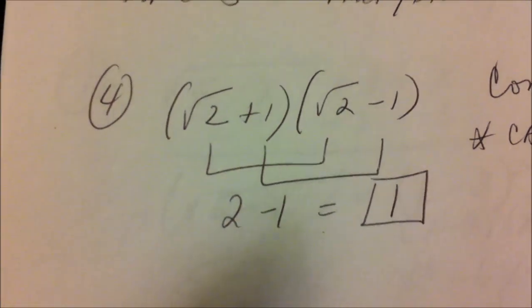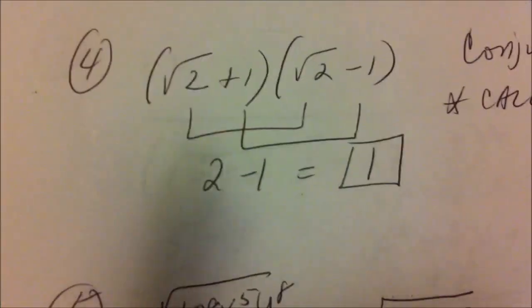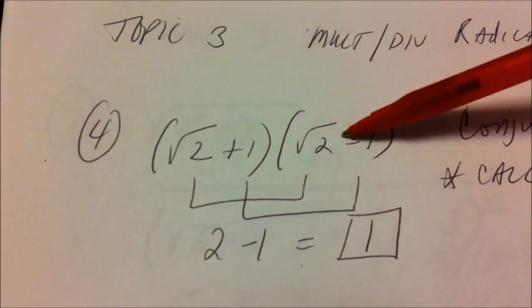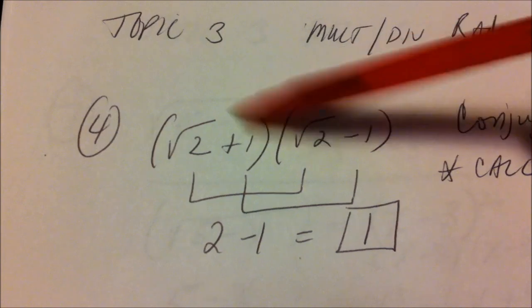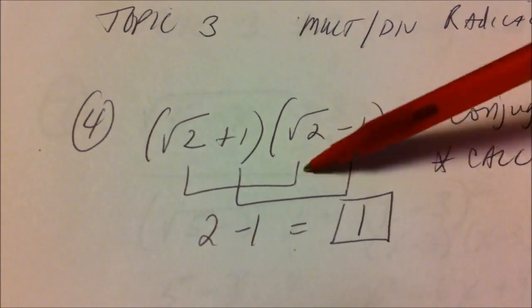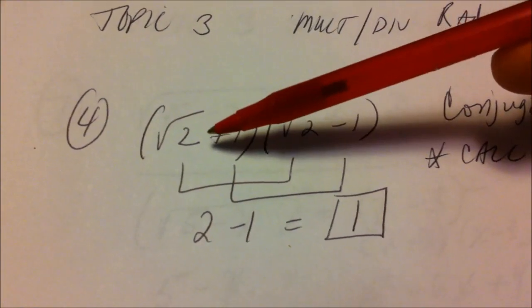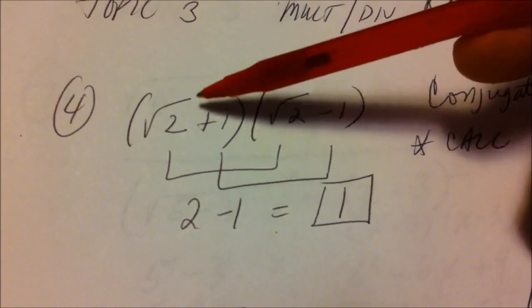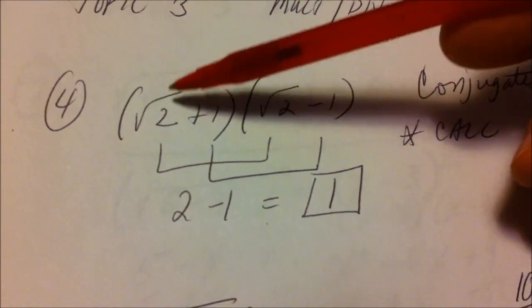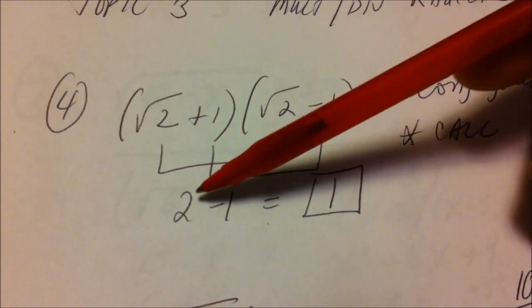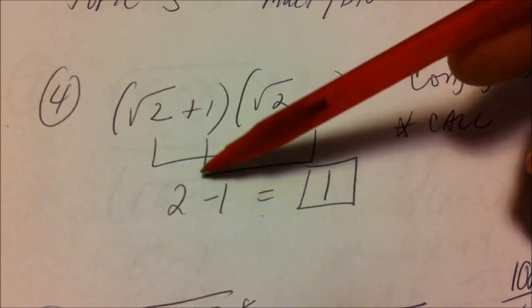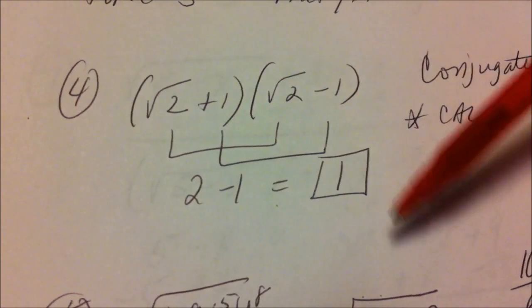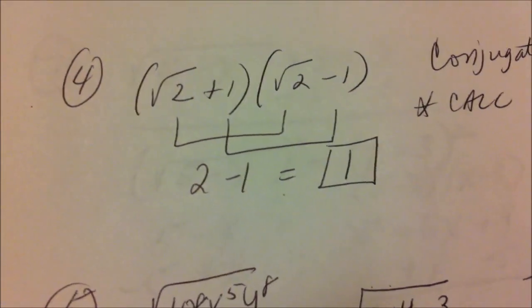For number 4 through 6, it's all about multiplying and dividing radicals. These are conjugates. Those are binomials, so only the middle sign is different. You could just type this in the calculator and get a 1, but if you want to show work, you could do the whole double distribution thing, which is FOIL, or you could just do the first and the last with conjugates. So radical 2 times radical 2 is 2, a positive times a negative is a negative, 1 times 1 is 1, and you get a 1, and that should definitely be typed into the calculator to check.